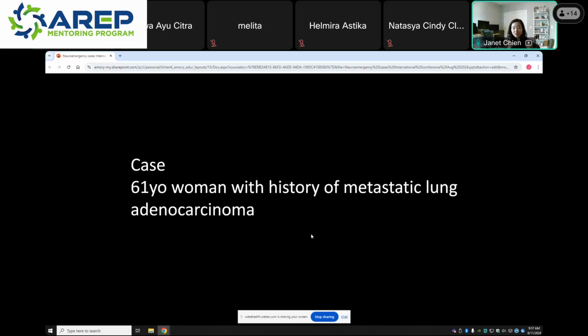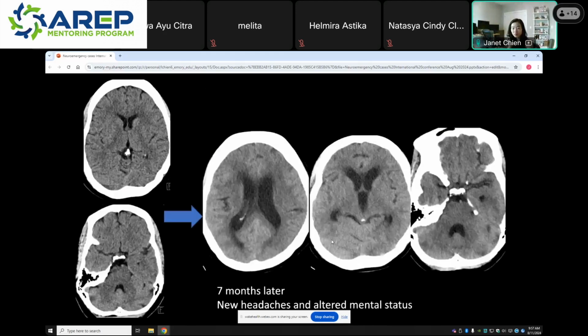Excellent, excellent. Okay, next case, 61-year-old woman with history of metastatic lung adenocarcinoma. Tell me what's going on 7 months later. What is happening on this set of images? She has new headaches and altered mental status and history of metastatic lung cancer. Hydrocephalus, great. Do you think it's obstructive hydrocephalus or communicating hydrocephalus?